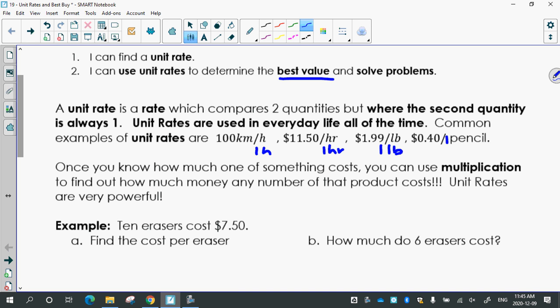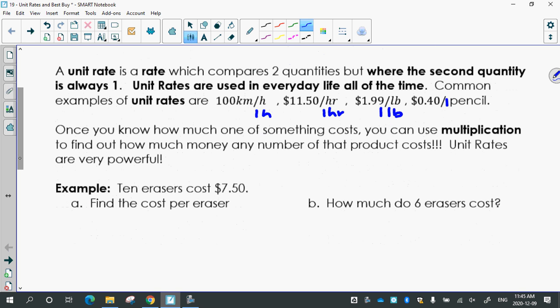Once you know how much one of something costs, you could use multiplication to find out how much money any number of that product costs. So if you're in a grocery store quickly and you figure out the unit price and you want to know how much it costs to buy 10 of them, you can use the calculator on your phone and just multiply.